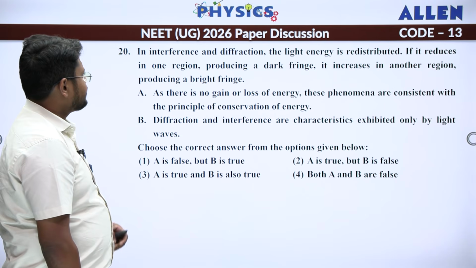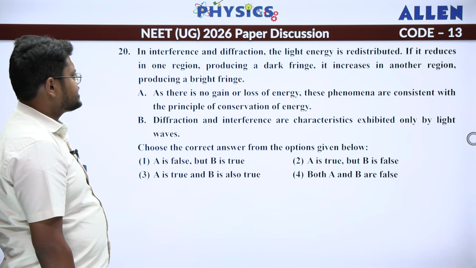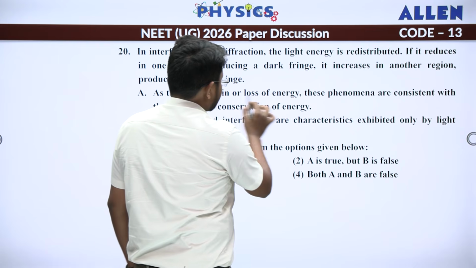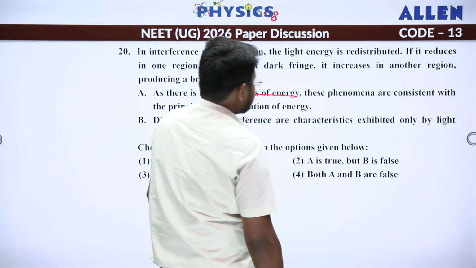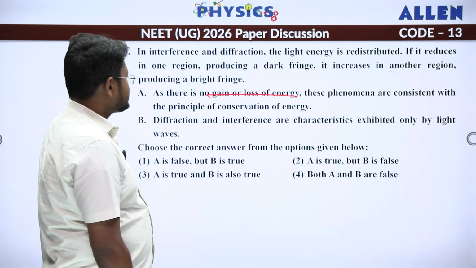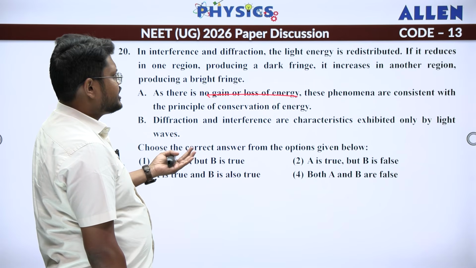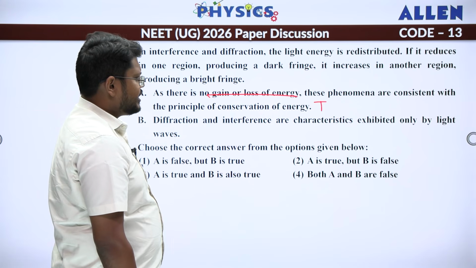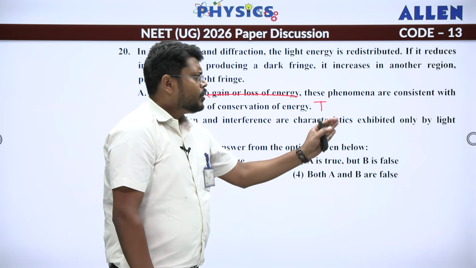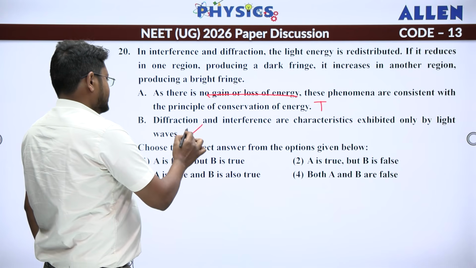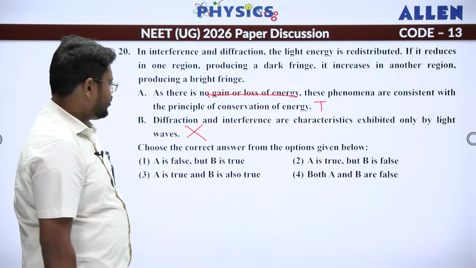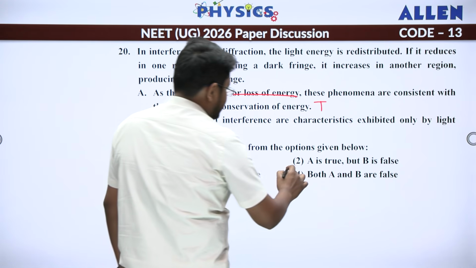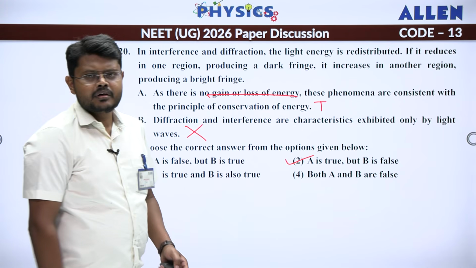Let's move to question number 20. Again another statement based question. First statement: as there is no gain or loss of energy, these phenomena are consistent with the principle of conservation of energy, and that is correct. That is what happens in the interference. So this is true. Diffraction and interference are characteristics exhibited only by light wave. That is a wrong statement. It is shown by all types of waves. So A is correct but B is false. So for this, the correct answer is second option.